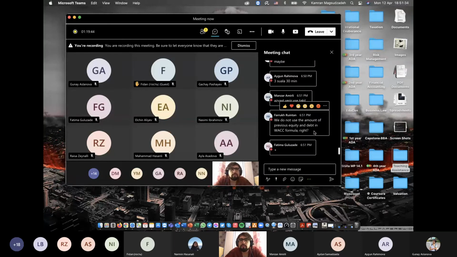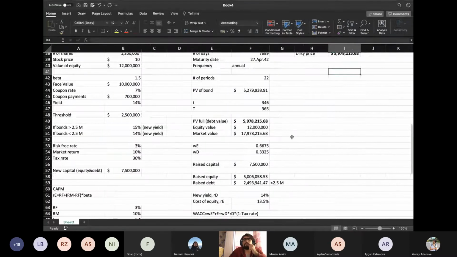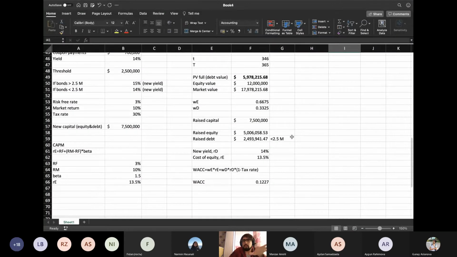We do not use the amount of previous equity and debt in VSC formula, right? In VSC formula, you don't use any amount, Farruh. In VSC formula, you use weight of equity, weight of debt, cost of equity, cost of debt, and tax rate. And all of them are expressed as percentage, not in amounts. What do you mean by amount?